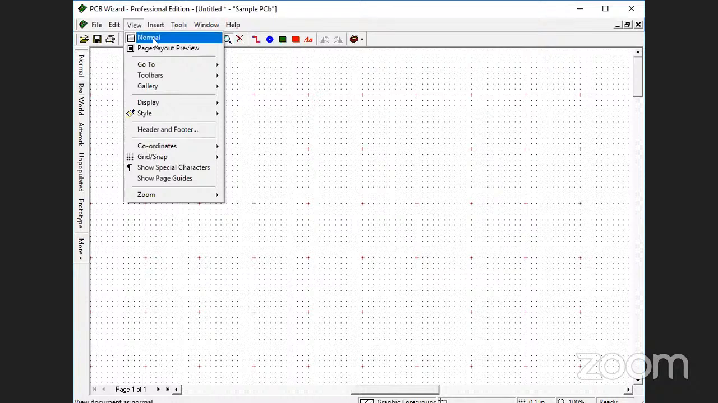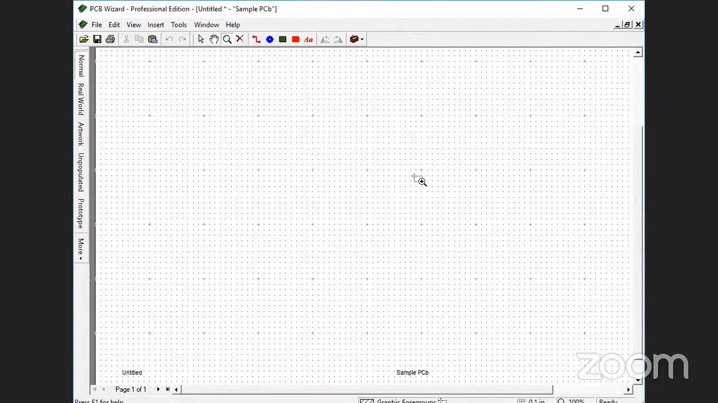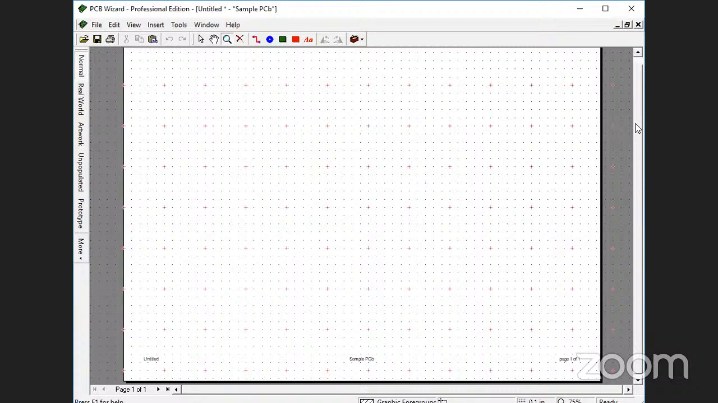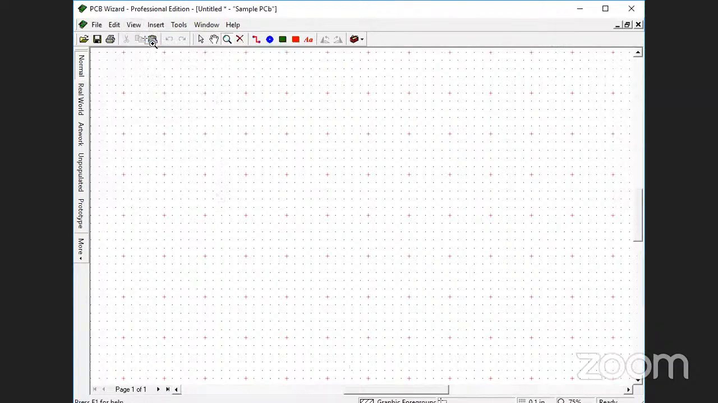You can see here the normal view is already selected. Then there is another view that is called page layout view. You can see here the page is defined, right? So you can see this is the entire page. You are getting a page view, right? But I want a normal view. So this is how the entire area is available for me to make the design inside, right?